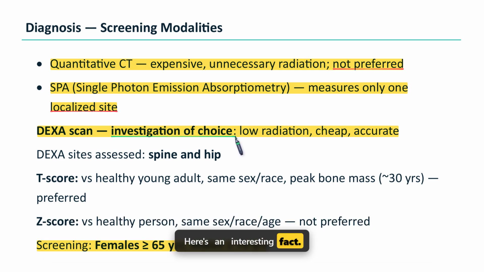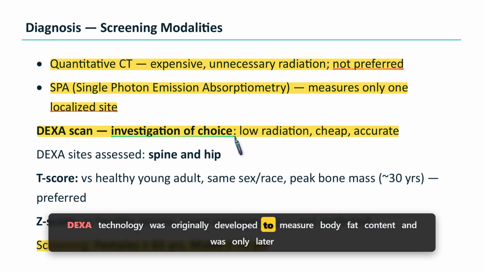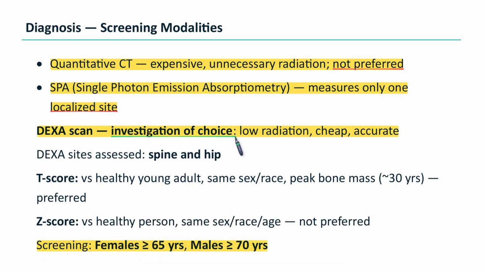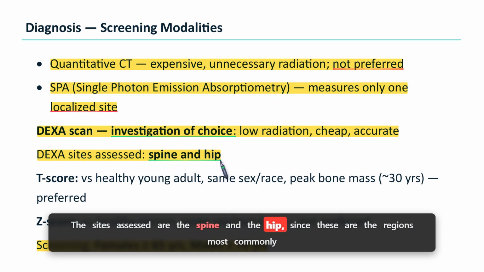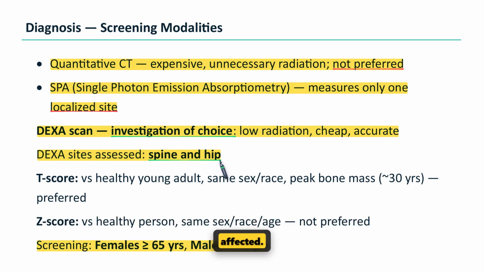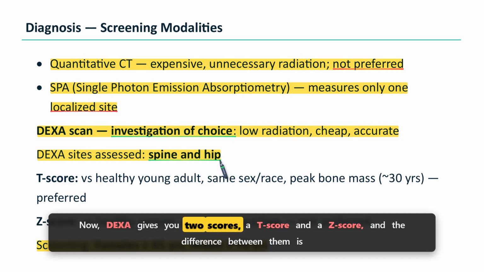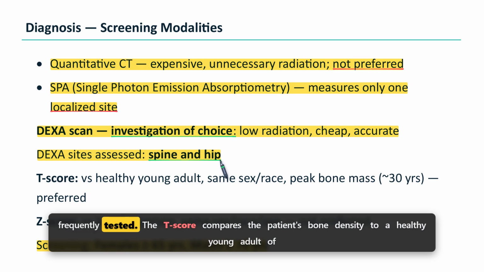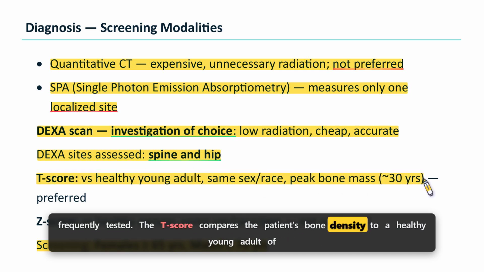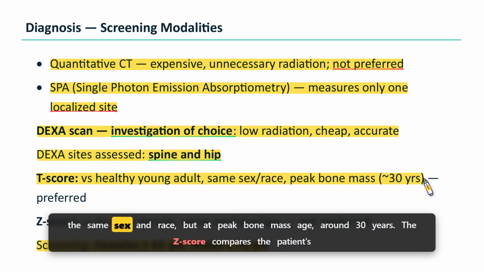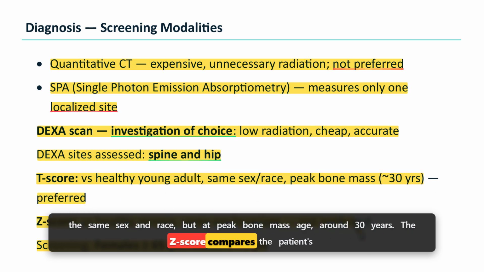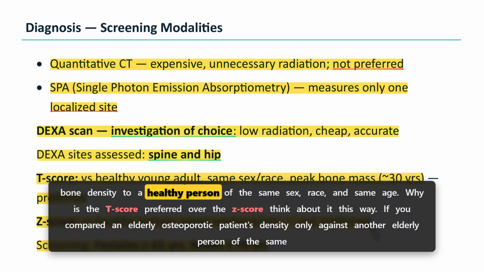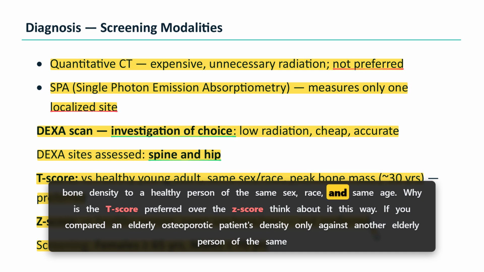Here's an interesting fact. DEXA technology was originally developed to measure body fat content and was only later repurposed for measuring bone density. The sites assessed are the spine and the hip, since these are the regions most commonly affected. Now, DEXA gives you two scores, a T-score and a Z-score, and the difference between them is frequently tested. The T-score compares the patient's bone density to a healthy young adult of the same sex and race, but at peak bone mass age, around 30 years. The Z-score compares the patient's bone density to a healthy person of the same sex, race, and same age.